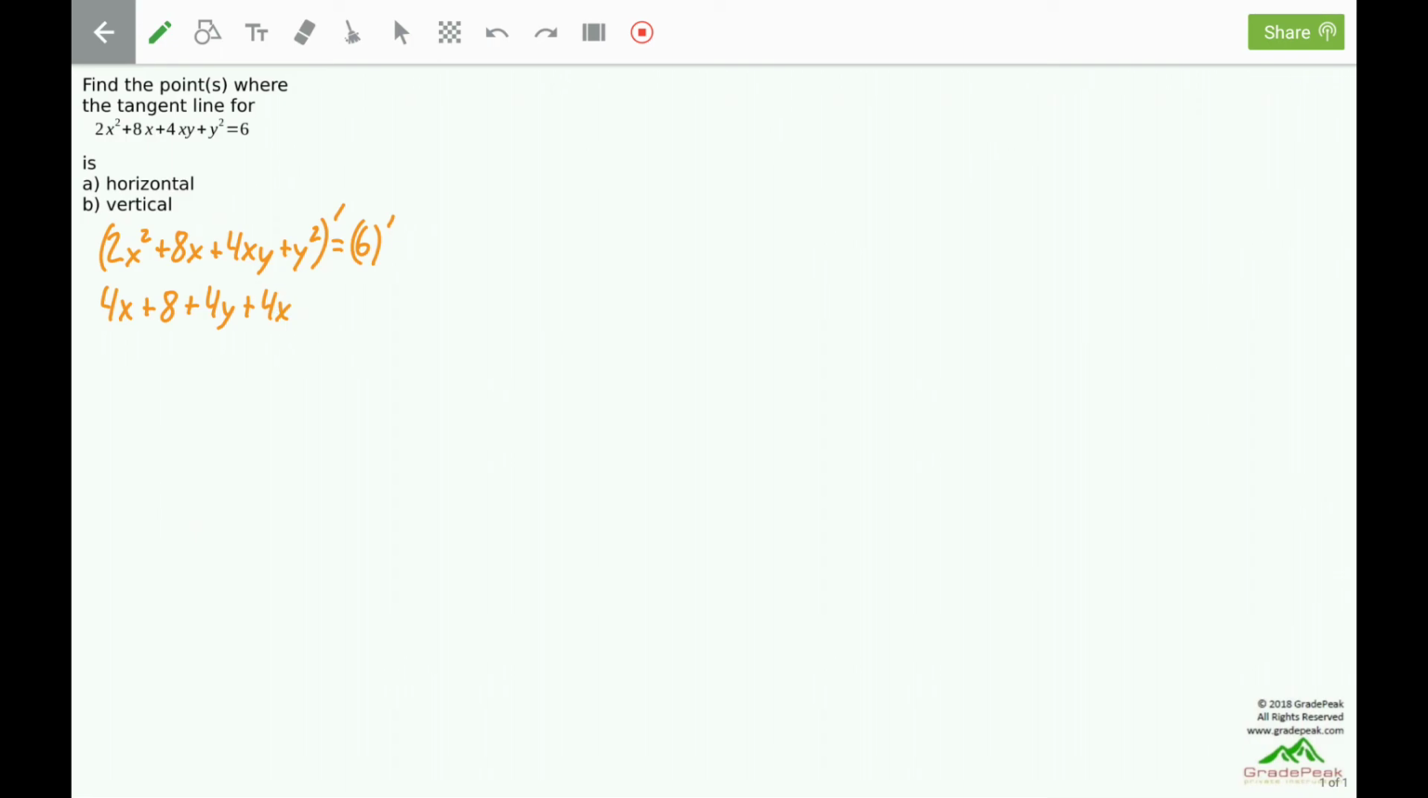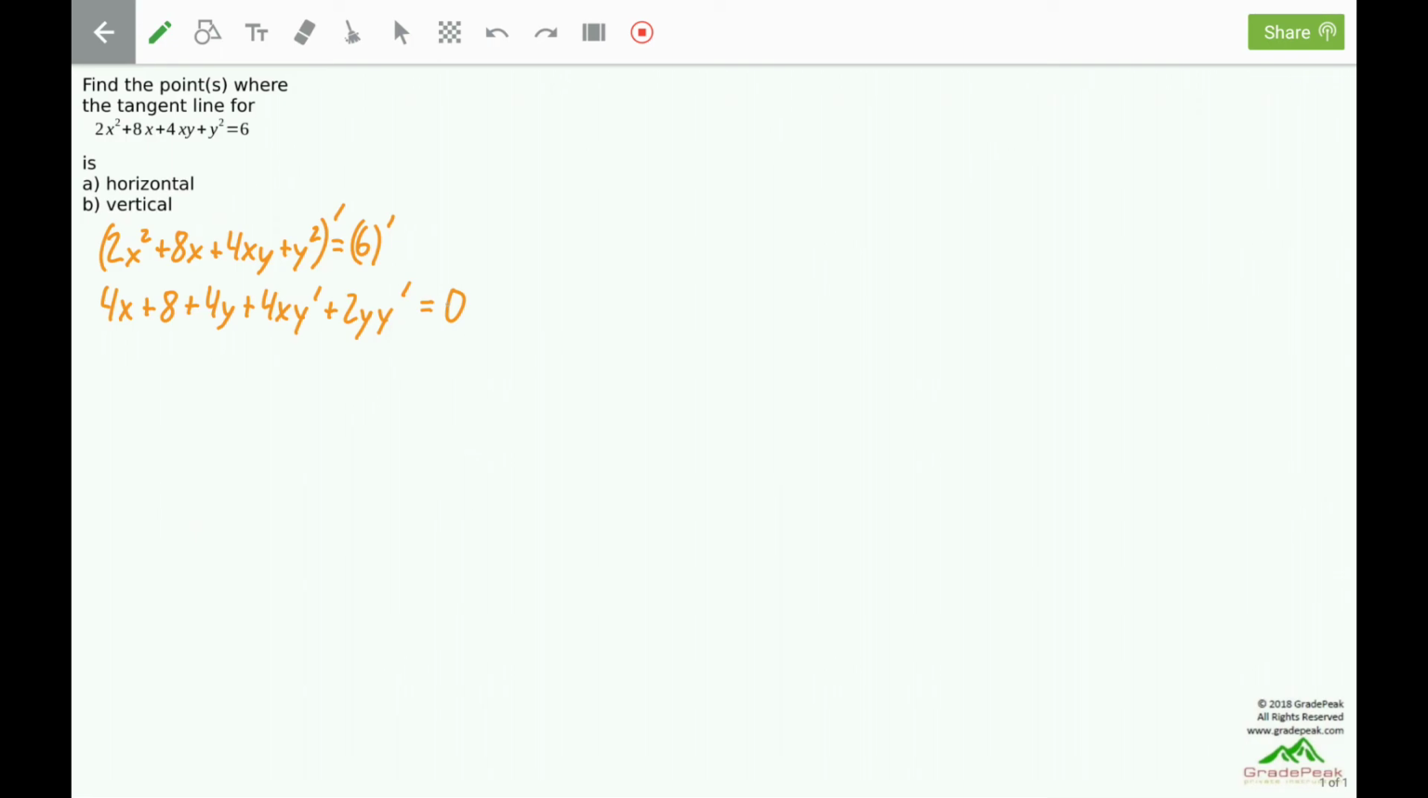The derivative of y is 1 times y prime. Every time we take the derivative of a y term, we multiply the result by y prime to complete the chain rule. The fourth term, y squared, is a power rule. Bring the power down, subtract 1 from it, and then multiply by the derivative of the inside, which gives us another y prime. On the right side, we have the derivative of 6, which is 0.